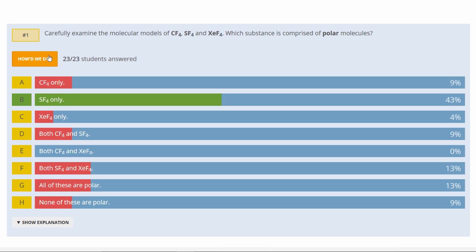vector addition. Okay, so if we use vector addition, what's going to happen to these two here? They're going to cancel out. But how about these two here? They're not going to cancel. They are going to have a net direction like this. As a result, these are not going to cancel the effect of these two, and this is going to be a polar molecule. So any questions on this one?